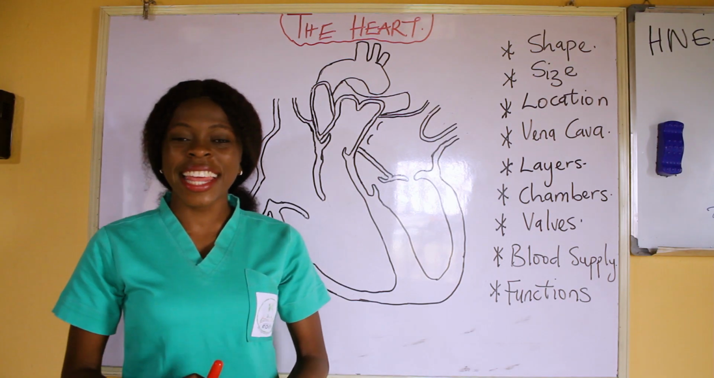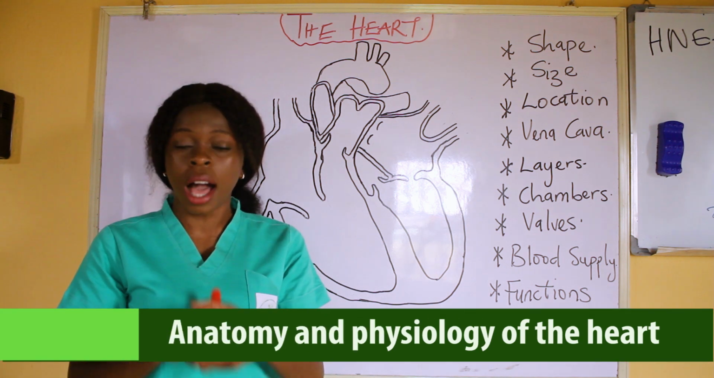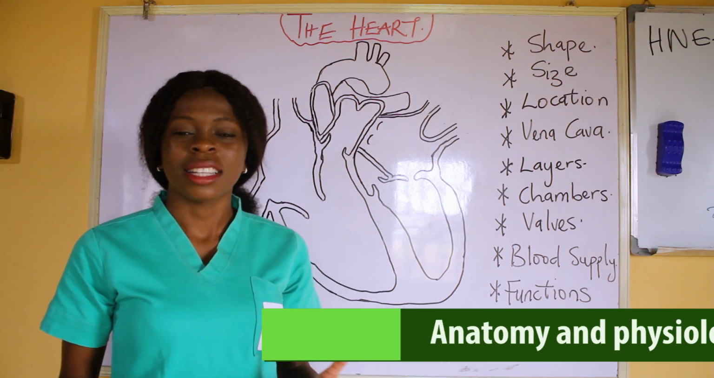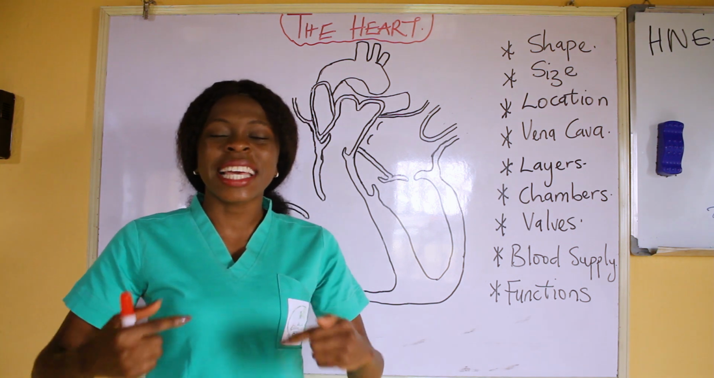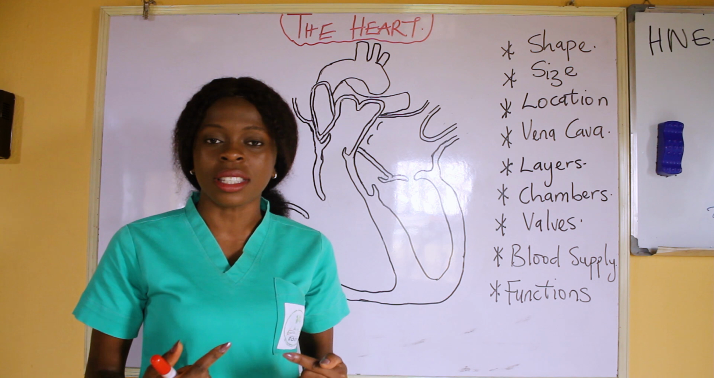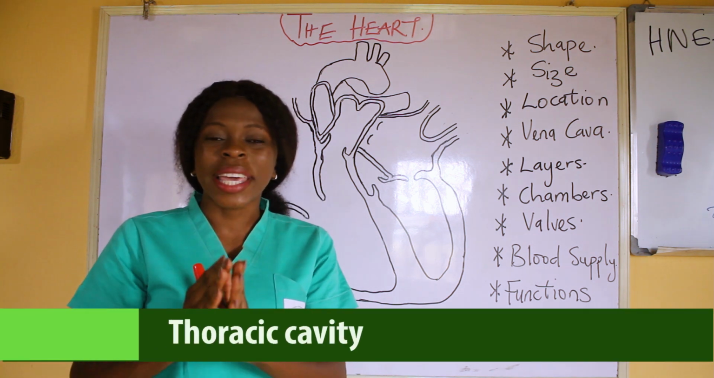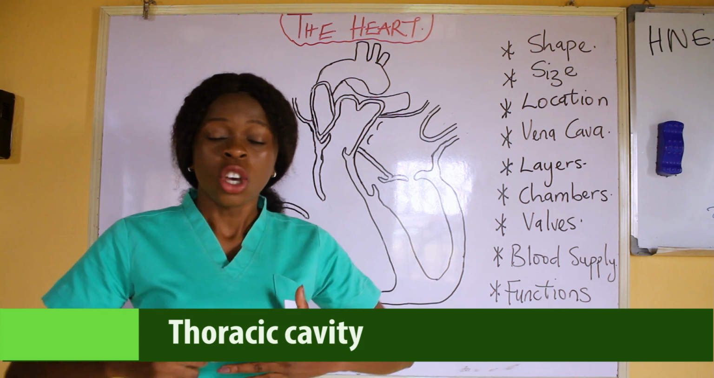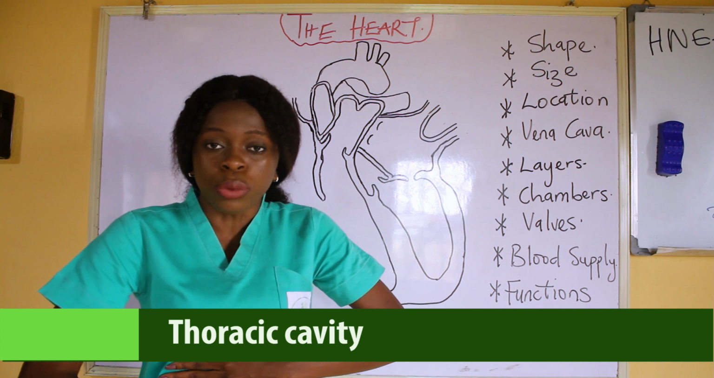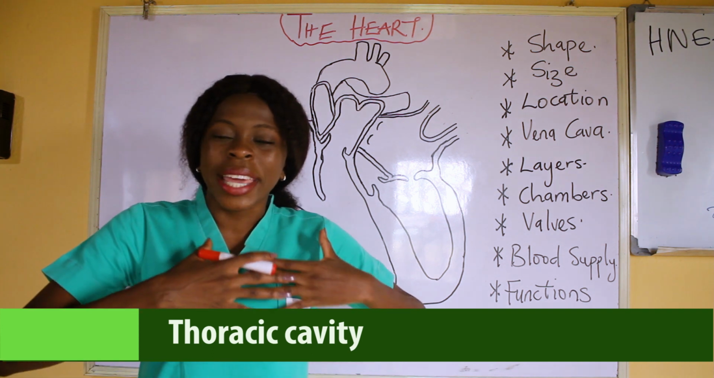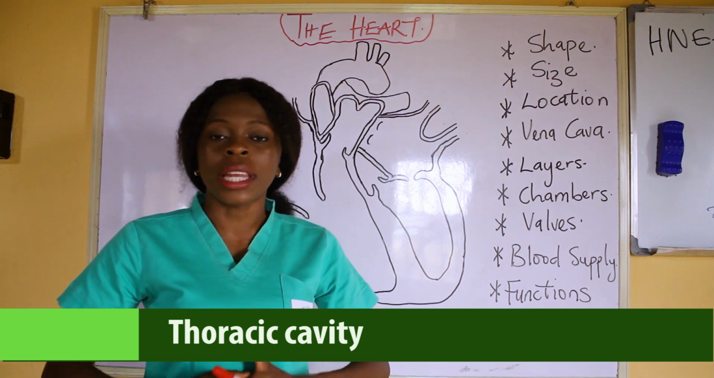Welcome back. Like I earlier said, today we are going to be talking about the anatomy and physiology of the heart. What is the heart? The heart is a hollow muscular organ located at the thoracic cavity. You know, this area is our thoracic region, while this down part is our abdominal region. So the heart is located at the thoracic cavity and not the abdominal region.